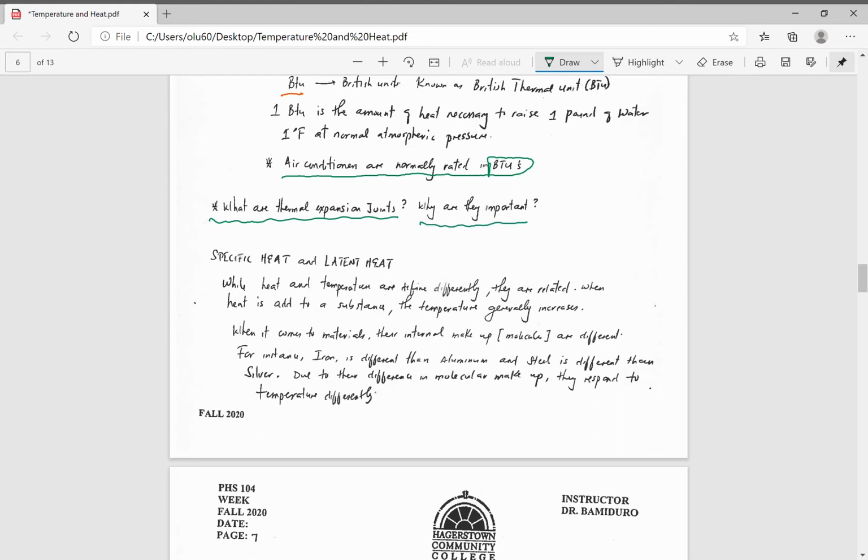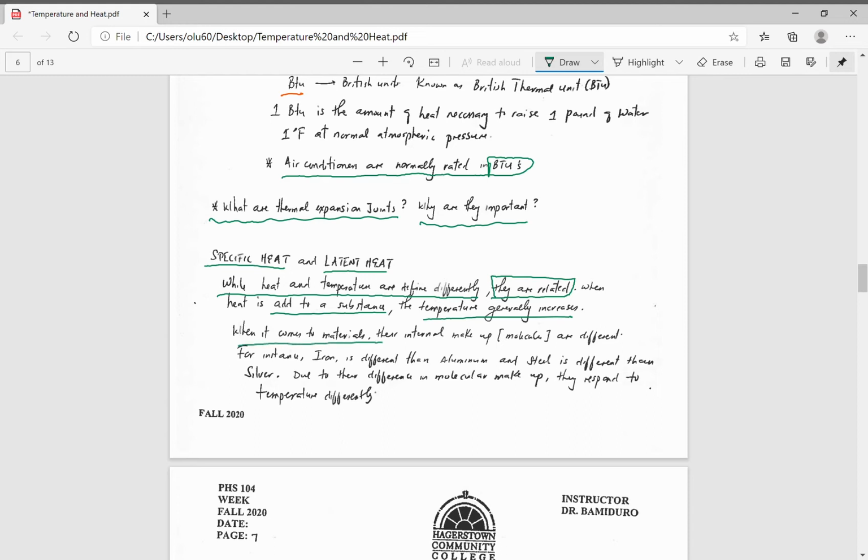Okay. So move a little further into heat. We want to talk about specific heat and latent heat. As we have already proven, while heat and temperature are quite different, they of course are related in some ways. When heat is added to a substance, the temperature generally increases, which is true.